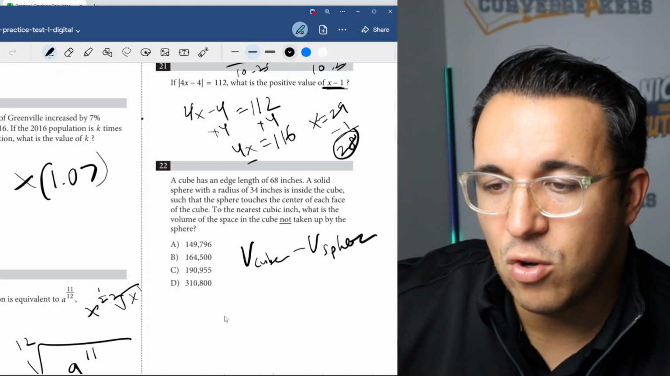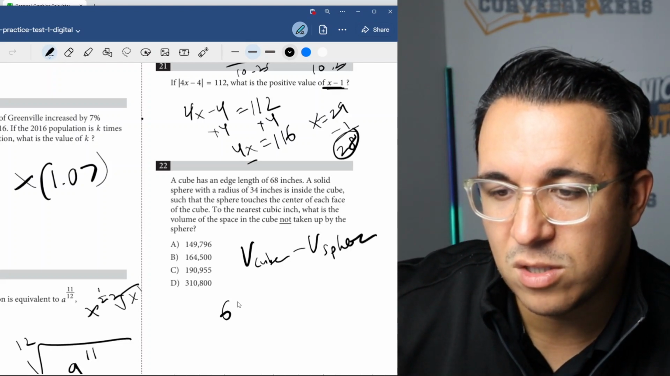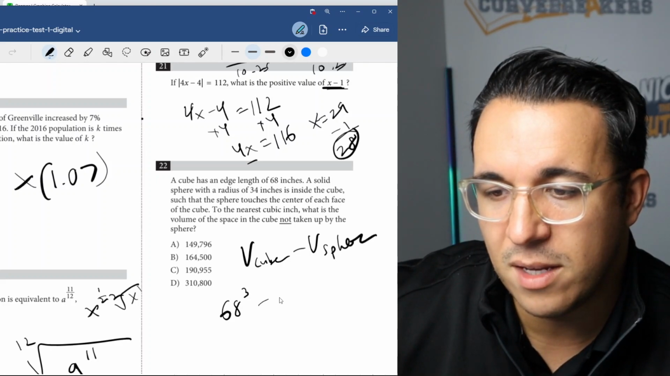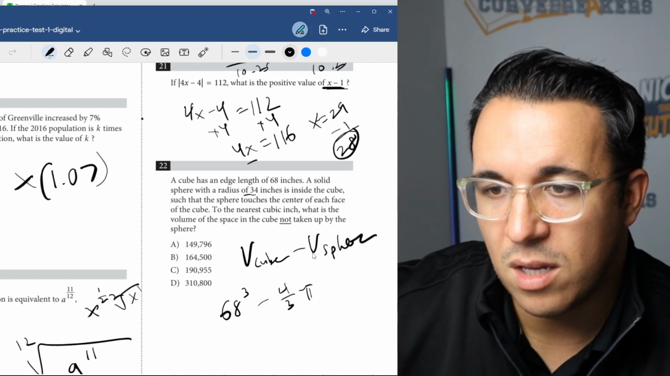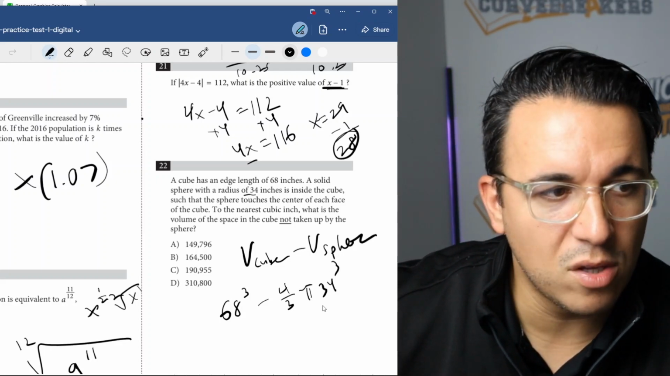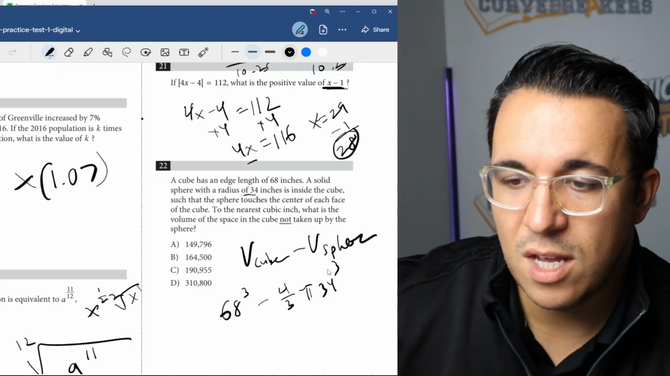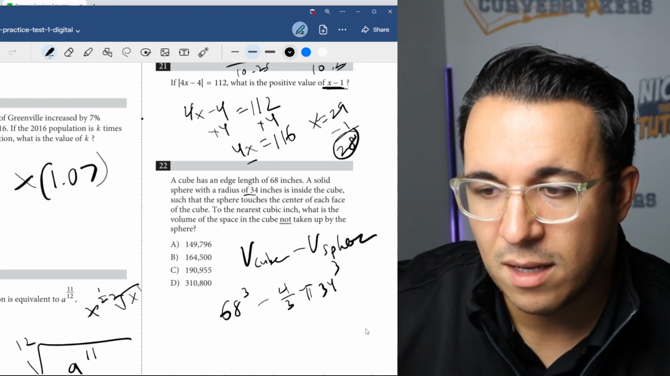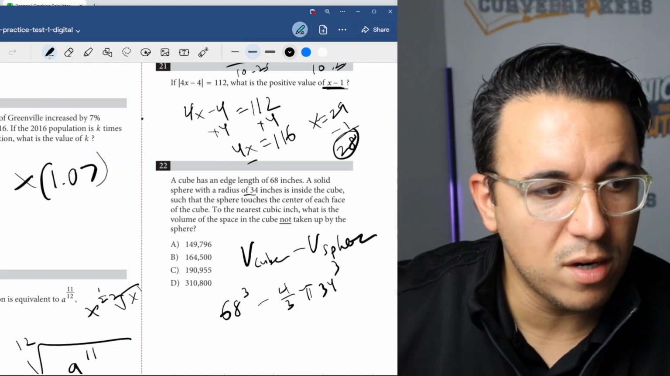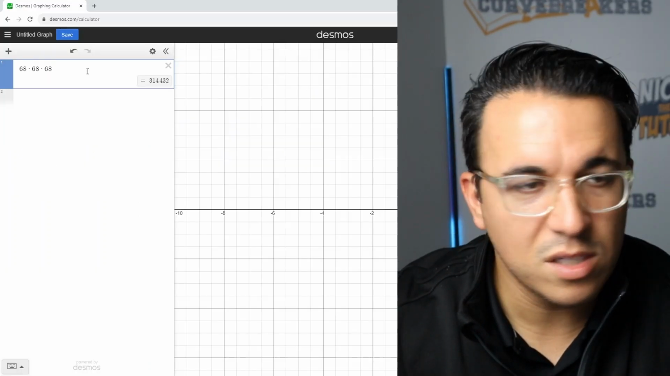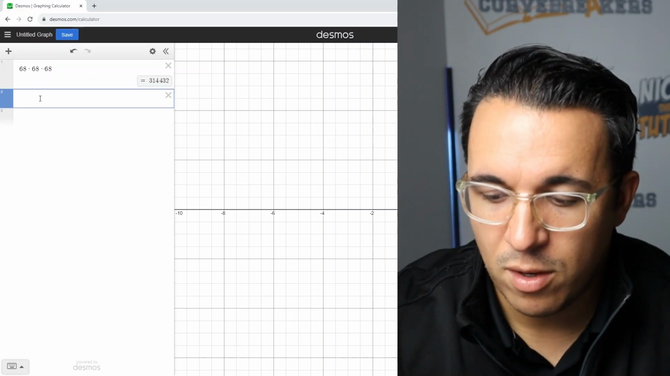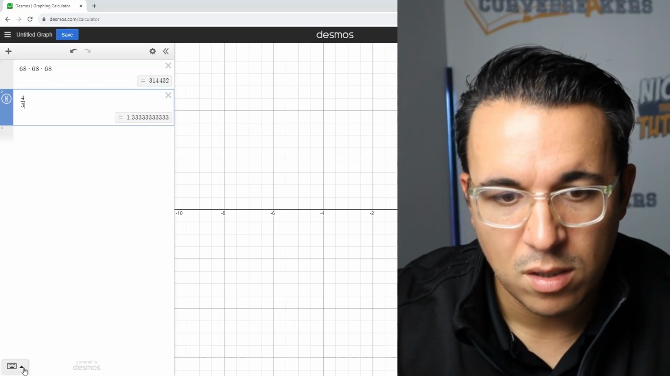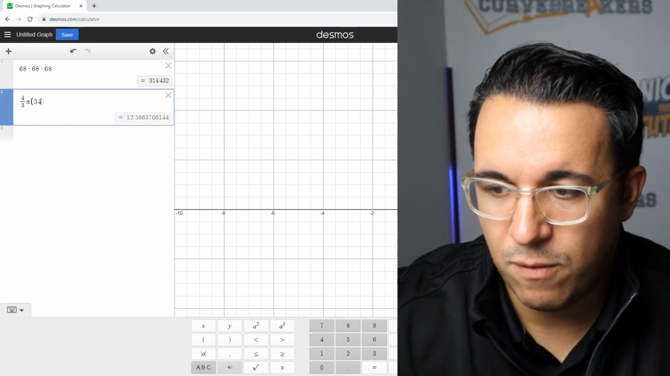So we need the volume of the cube minus the volume of the sphere. So the volume of a cube is going to be side cubed. So 68 to the third minus, and then the equation here is 4/3 pi r cubed, and the r is 34 cubed, right? So this is what we need to do here. 68 cubed minus 4/3 pi 34 cubed. So let's go over to Desmos and we'll check this out. So 68 cubed is 314,432, and then we want to do 4/3 pi 34 cubed.